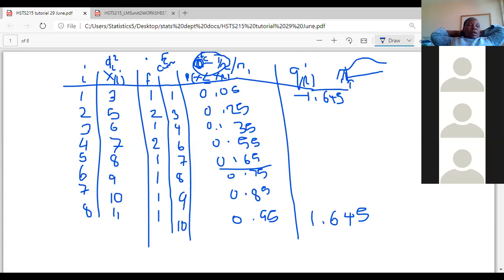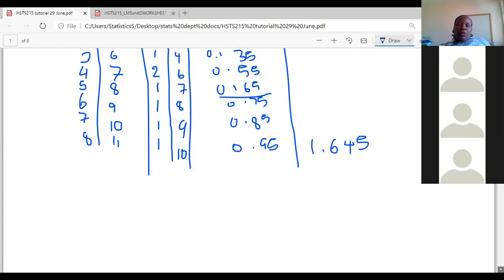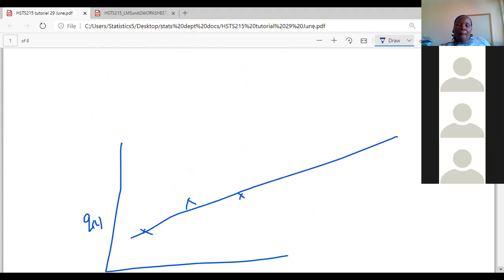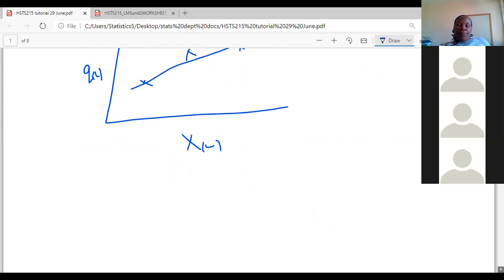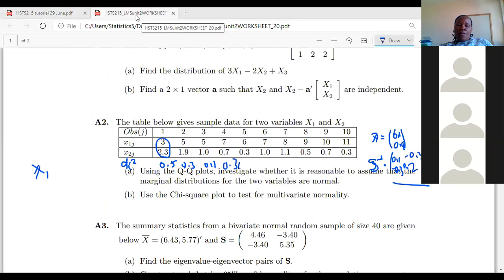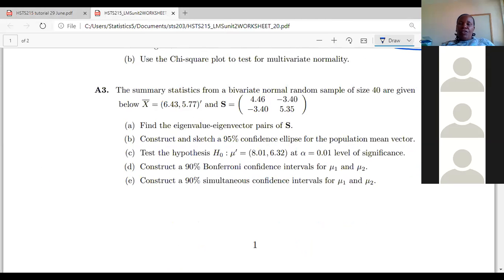Any questions on the procedure? QQ plot, chi-square plot. If there are none, let's move on to the next aspect to discuss. Right. Question A3.